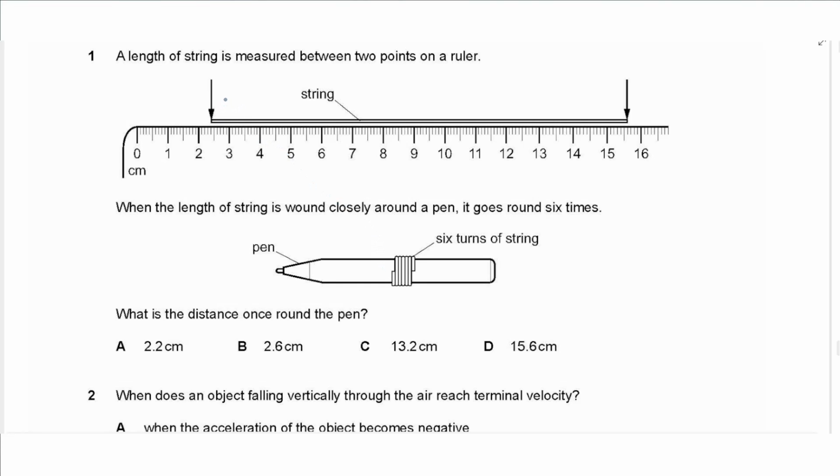So the first reading here is at 2.4 and the final reading at this point is 15.6. So we subtract 15.6 minus 2.4 and then we divide by the number of turns the string was wound around the pen. So we divide that by 6, we get an exact value of 2.2 centimeters. So the answer is A.